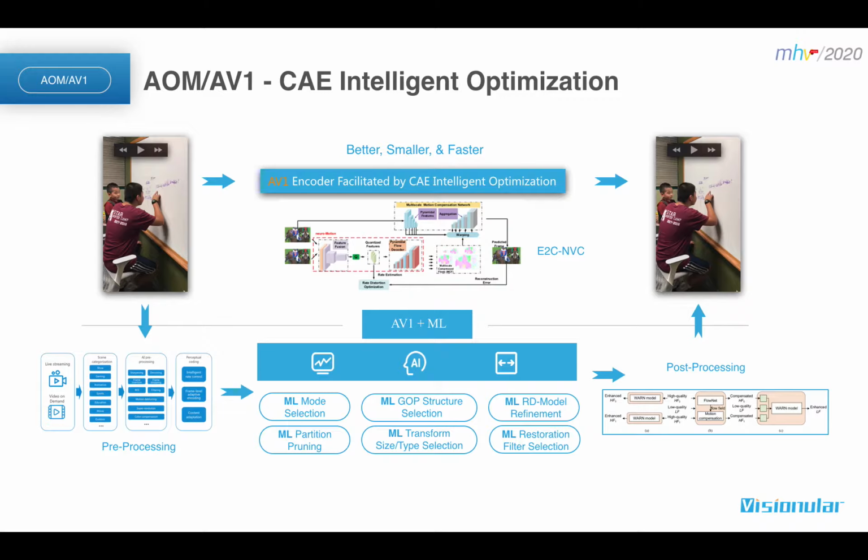Lastly, we're also going to see what kind of machine learning tools beyond the scope of AV1 can be leveraged or even developed to be considered for the next generation of the standard after AV1, for example, for AV2.